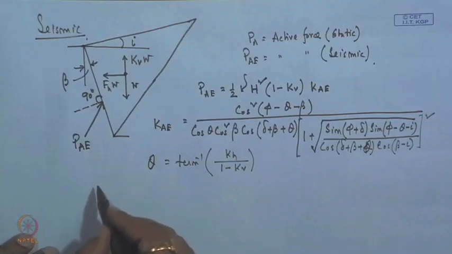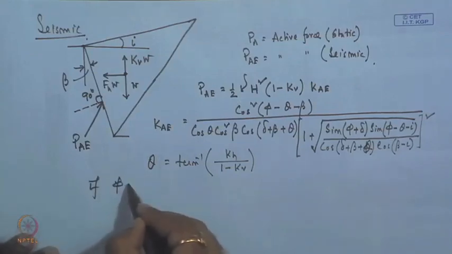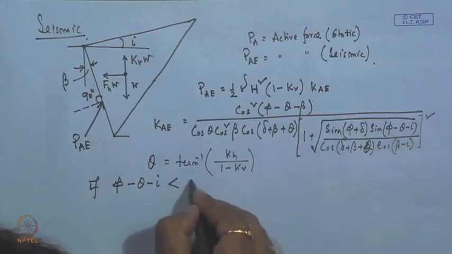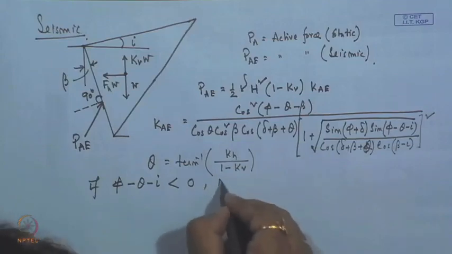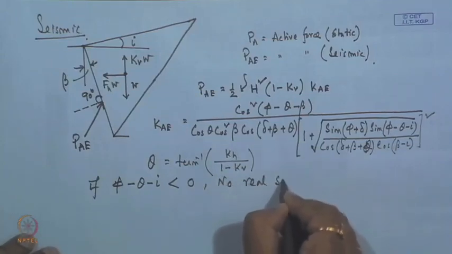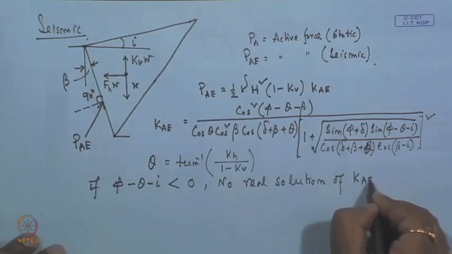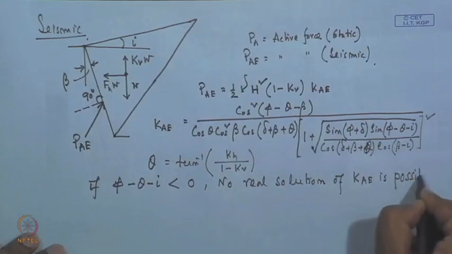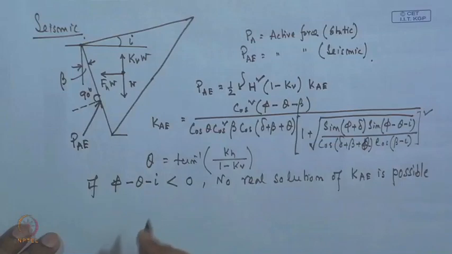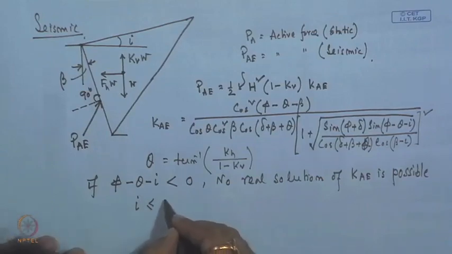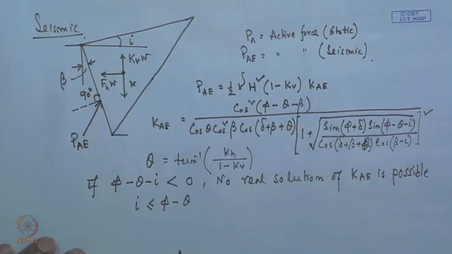Now, some comments on that. We can see that if this angle, phi minus theta minus i, is less than or equal to 0, then no real solution of K_E is possible. So, to get a real solution, this condition you have to satisfy: that i should be less than or equal to phi minus theta.